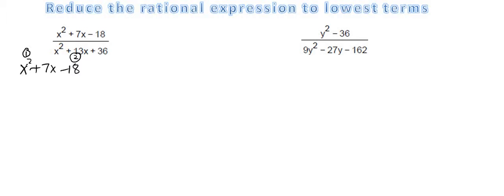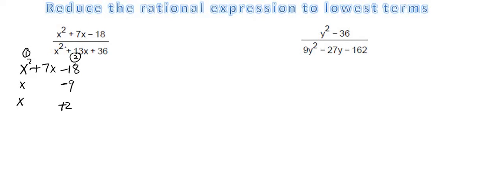For x squared, we can write x times x. X times x equals x squared. And for negative 18, we can write, for example, negative 9 times positive 2. Negative 9 times 2 equals negative 18.